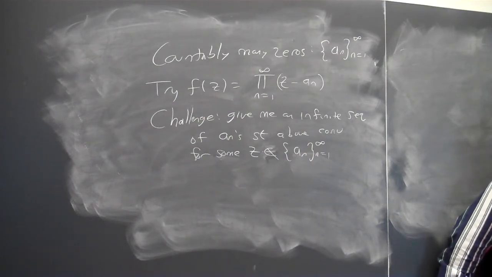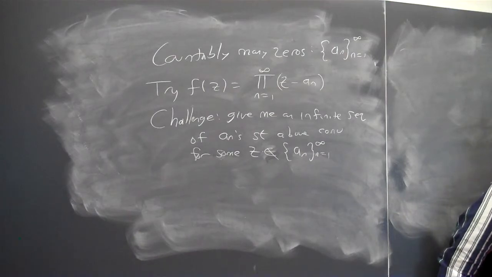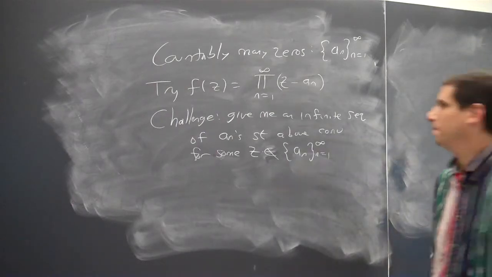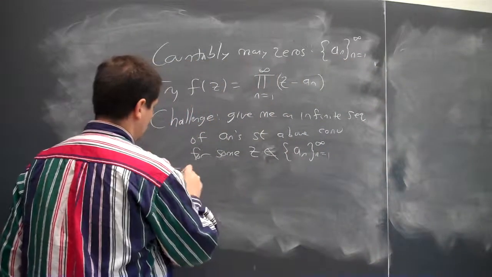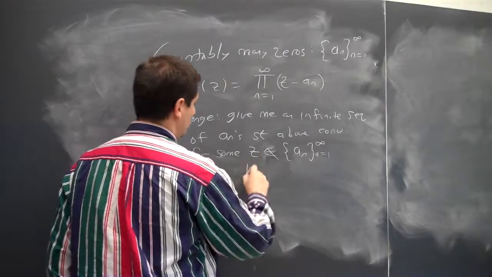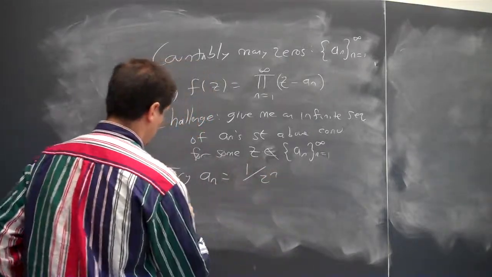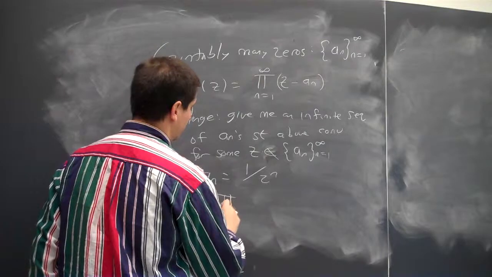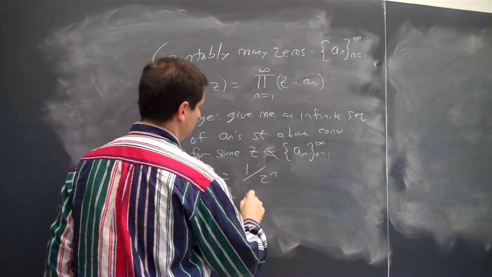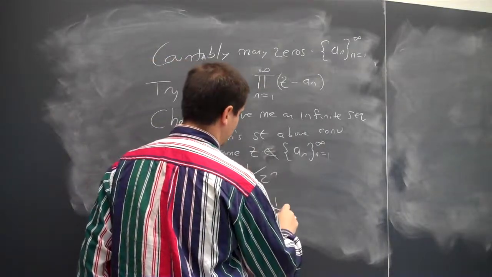So can anybody give me a sequence of a_n where this will work? Yes. 1 over 2 to the n? Okay. Try a_n equals 1 over 2 to the n. We get a product from 1 to infinity of z minus 1 over 2 to the n.